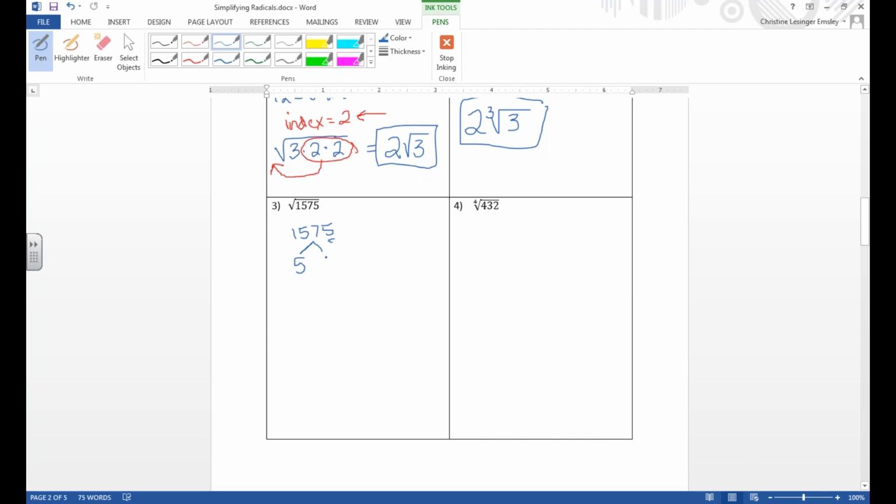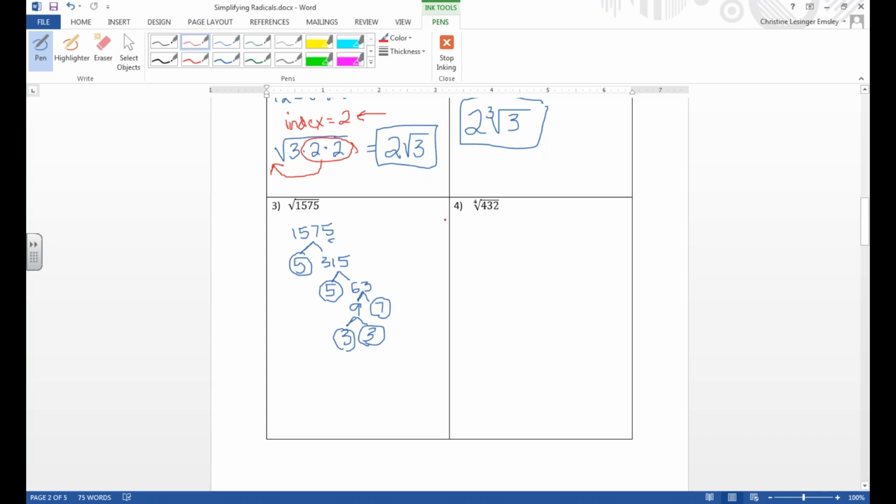Figure out 5 times 315 gives me 1575. So the 5 is prime. We're done on that branch. But 315 is not. It is also divisible by 5. So again, grab your calculator if you need it. Turns out that 5 times 63 gives me 315. 63, now these are factors I know again. 63 is 9 times 7. 7 is prime, so that one's done. 9 is 3 times 3. And there's my prime factorization.